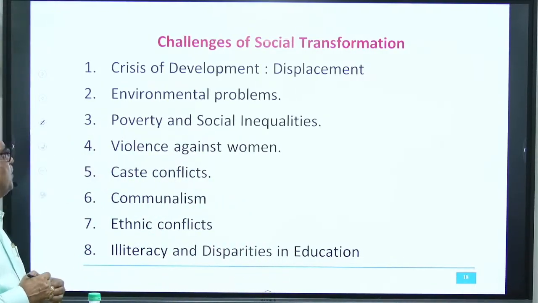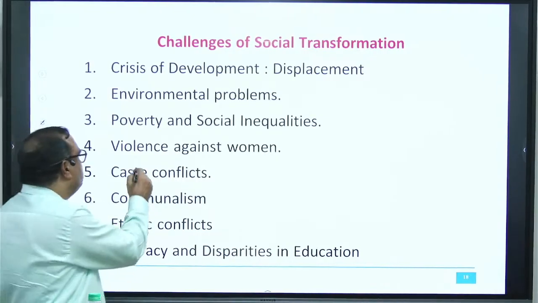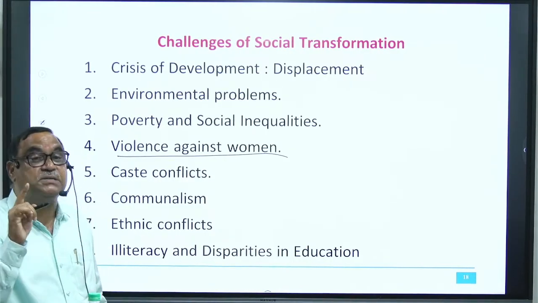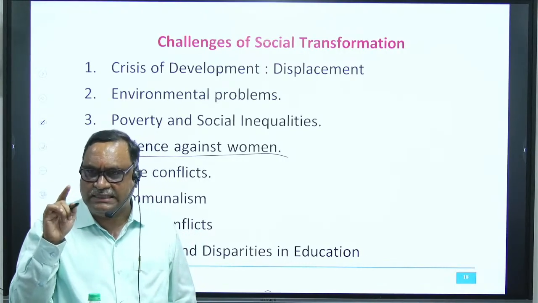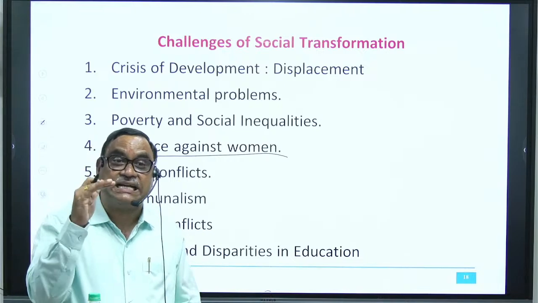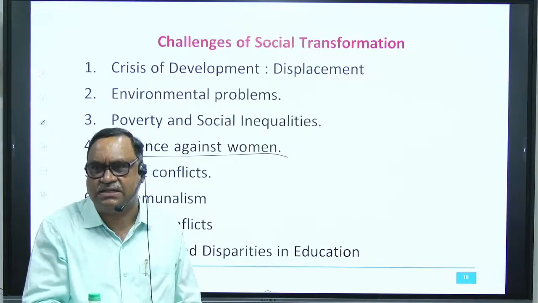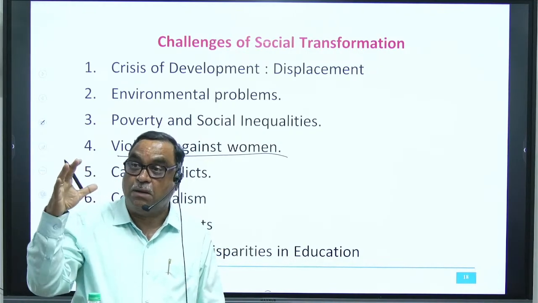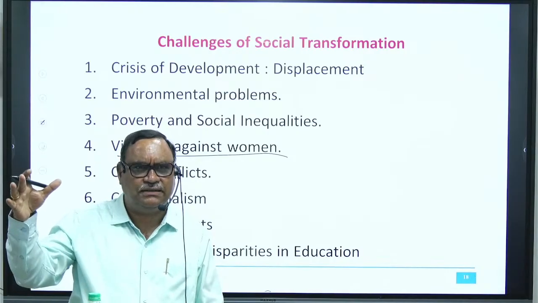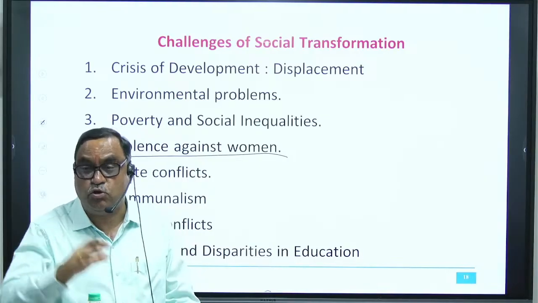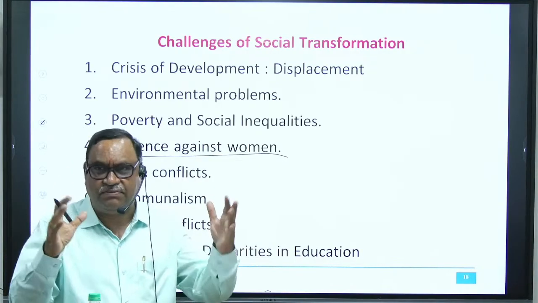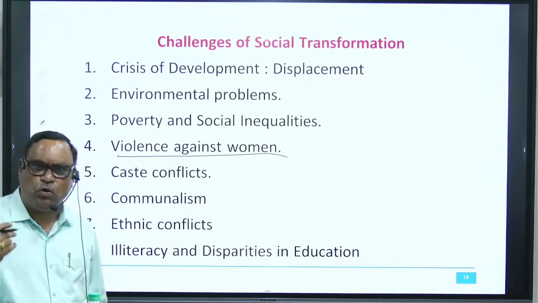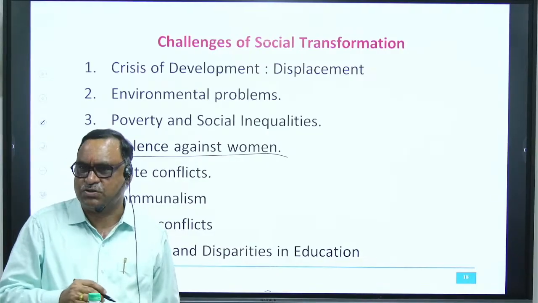Like other issues, environmental problems, poverty and social inequalities, and most importantly, violence against women, which is very important. If you go by the National Crime Records Bureau that publishes the statistical data every year, the violence against women is increasing very much in Indian villages. The crime against women is in the form of rape, murder, abduction, dowry deaths. There are different forms of violence, and domestic violence is increasing very much, and all that we need to discuss. Then caste conflicts, communalism, ethnic conflicts, all these are the issues. They are not only issues, they are the major challenges for Indian society.